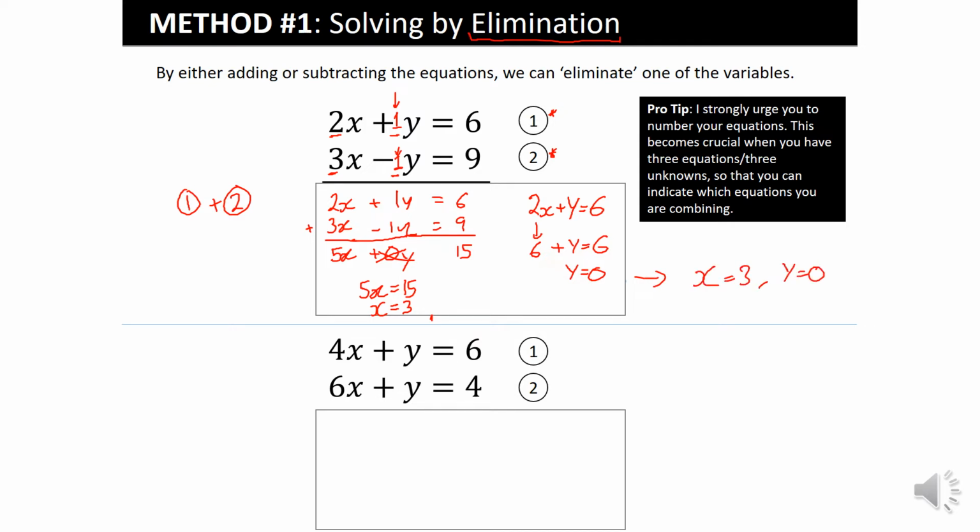And it's really important that you get both of those solutions, because otherwise you won't get the full marks. You need to have x and y in order to get the full answer. Okay, so let's have a go at the second one.